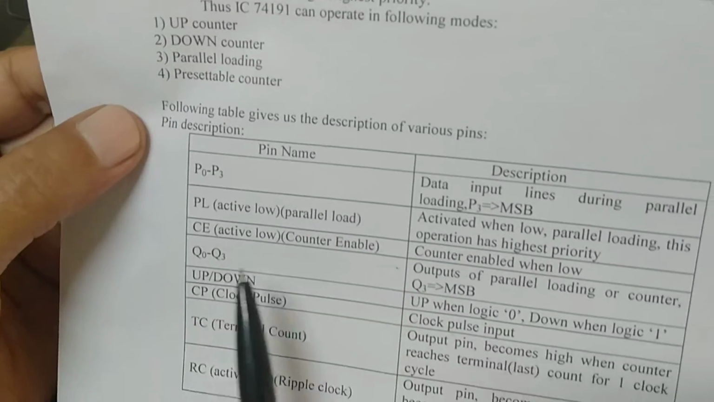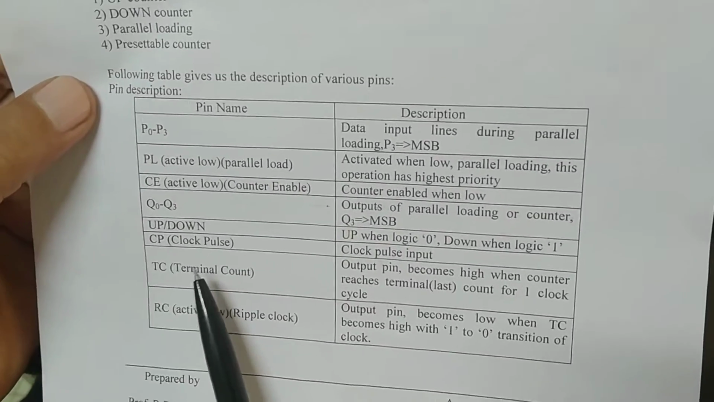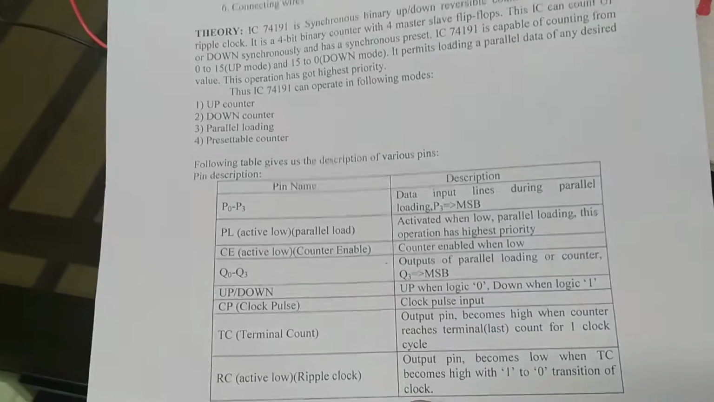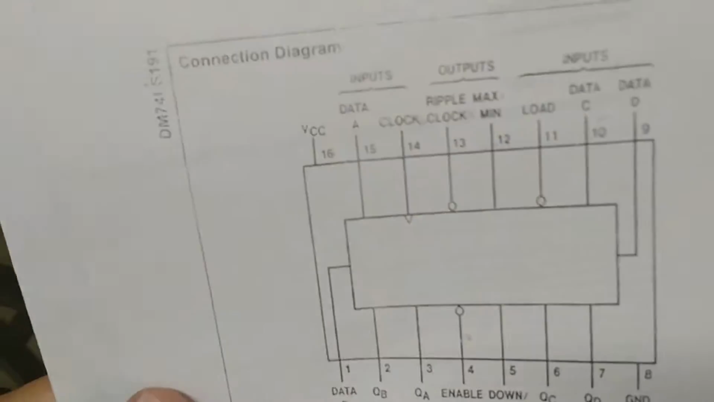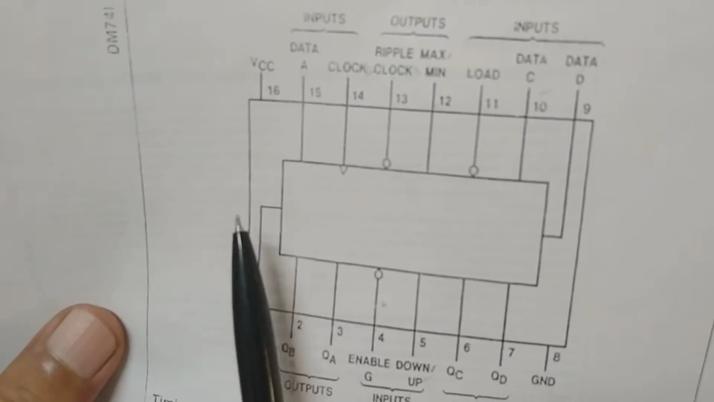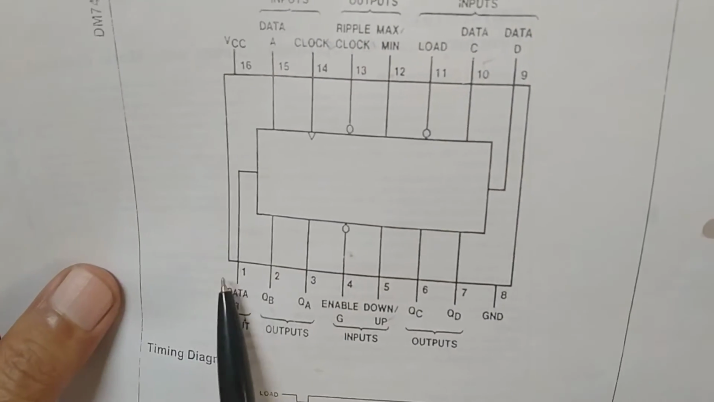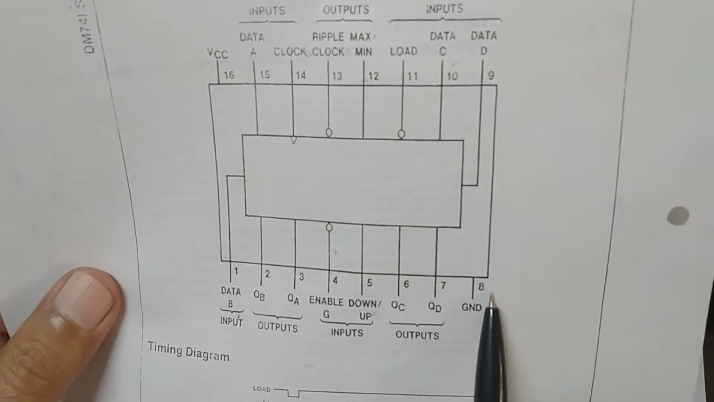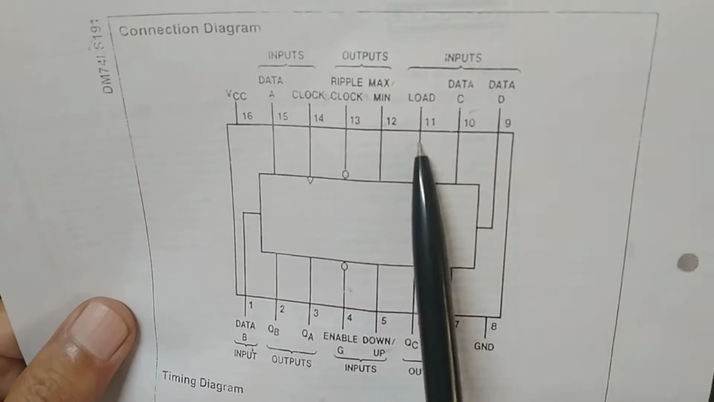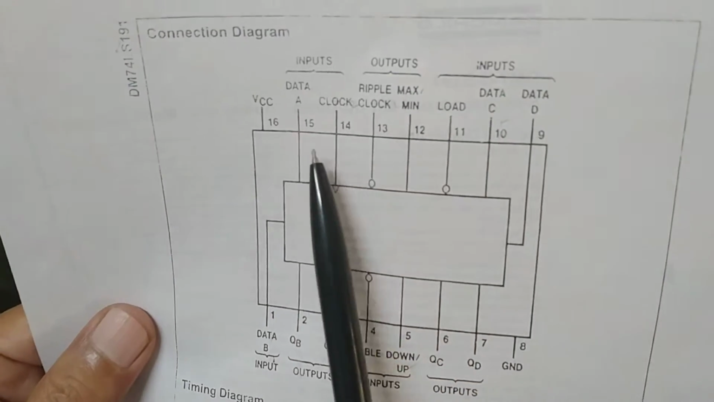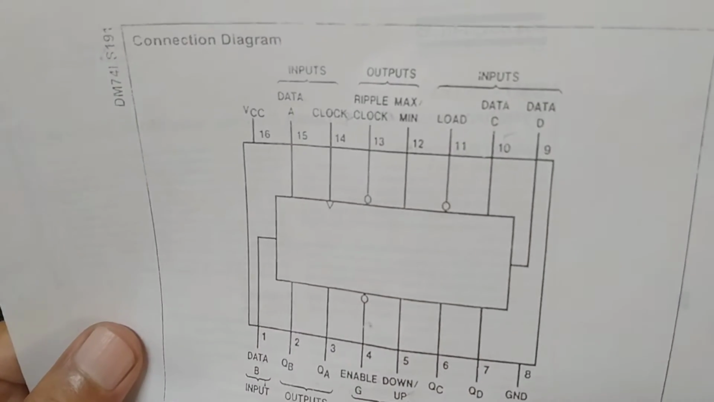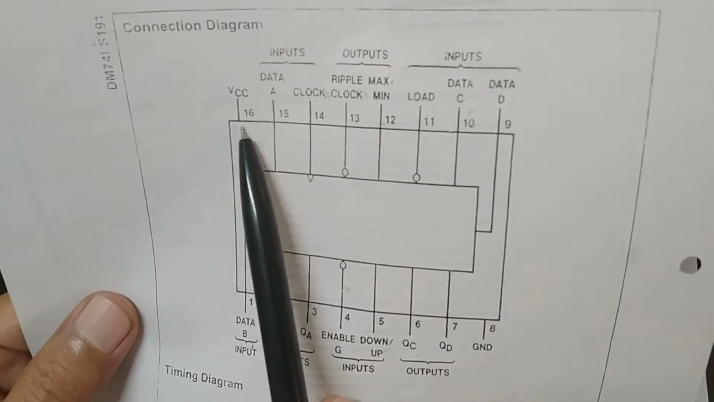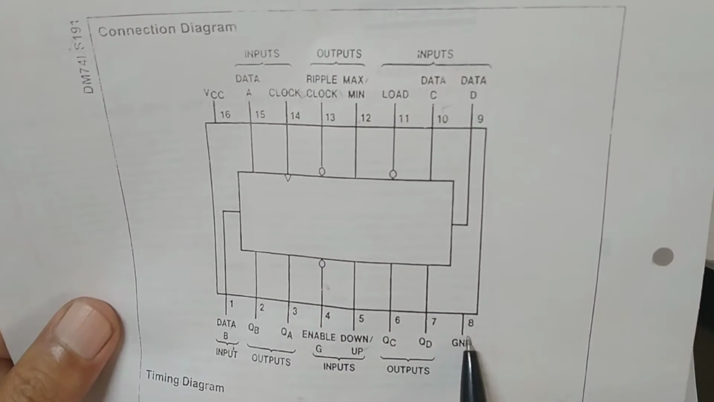These are the pins in this IC. We will see the pin diagram first. This is the pin diagram. You can see this is a 16-pin IC. Pin number 1, 2, 3, 4, 5, 6, 7, 8, then 9, 10, 11, 12, 13, 14, 15 and 16. From this, pin 16 is VCC and pin 8 is ground.